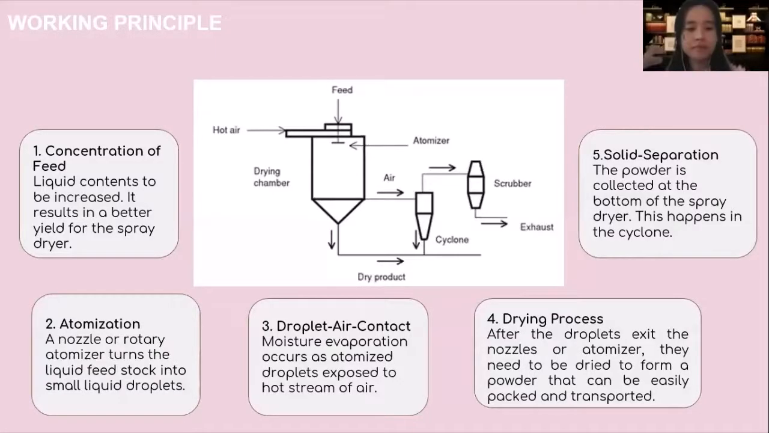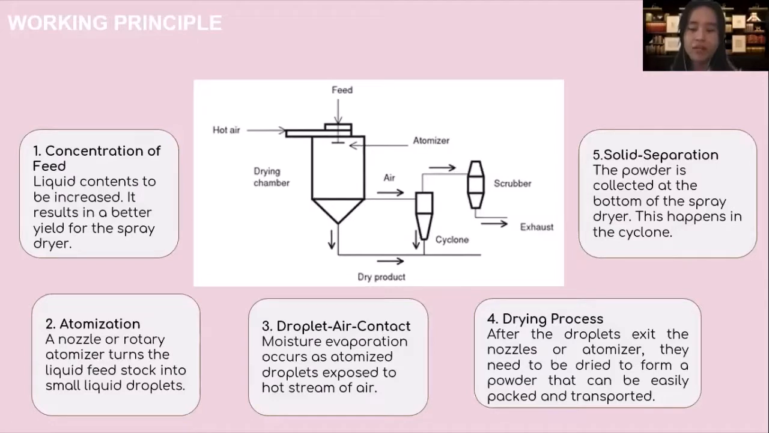So for spray dryers working principle, we have 5 general processes. The first one is concentration of feed, meaning that the liquid contents need to be increased so that it can result in a better yield for the spray dryer. The second one is atomization process. What happens is that a nozzle or rotary atomizer turns the liquid feedstock into small liquid droplets. The third one, droplet air contact. Moisture evaporation occurs as atomized droplets are exposed to a hot stream of air.